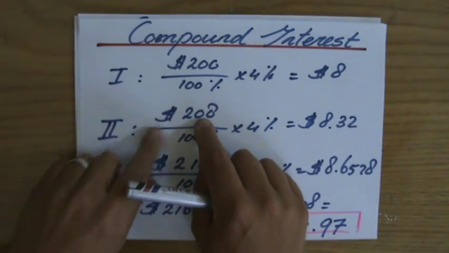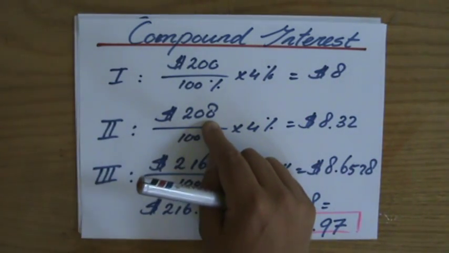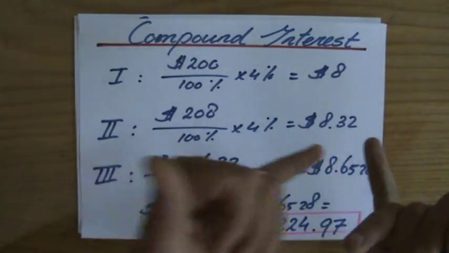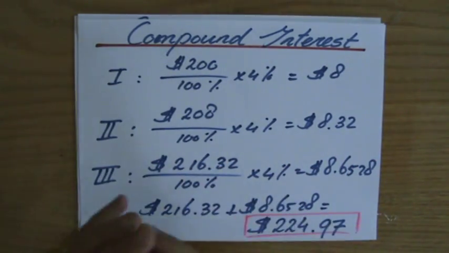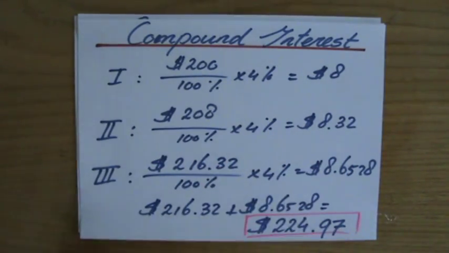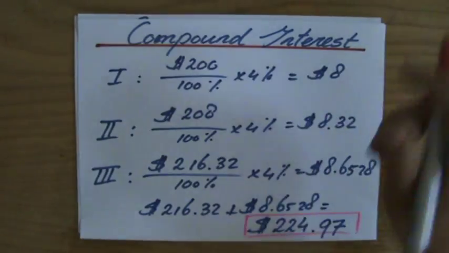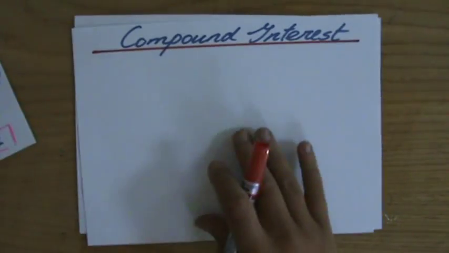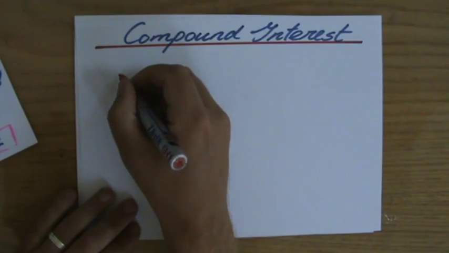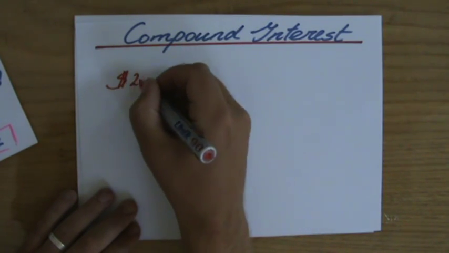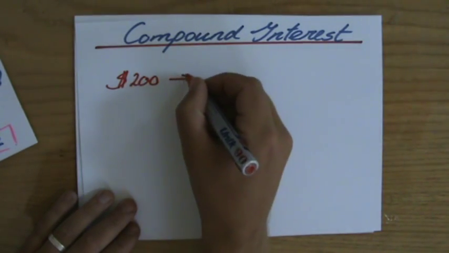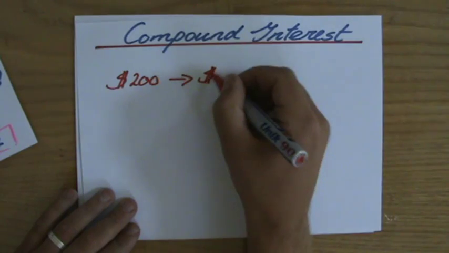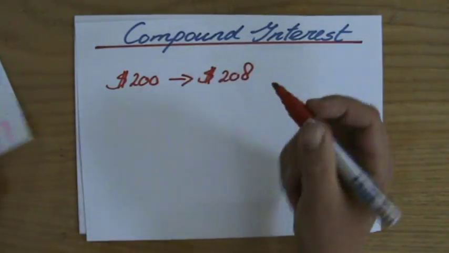So you have at the beginning of year 2, $208 in your bank account. You find 4% of that and you add that to the amount again, you find 4% of that. That's what compound interest is all about. Now I'd just like to write down a few numbers here. So I started with $200, okay, and then that became $208, okay. You see that?